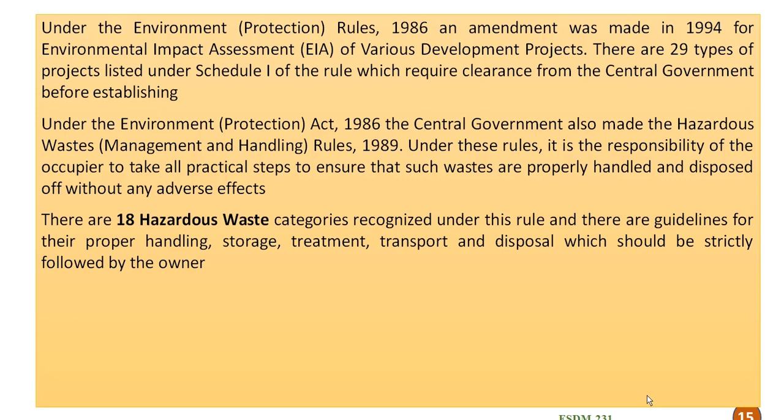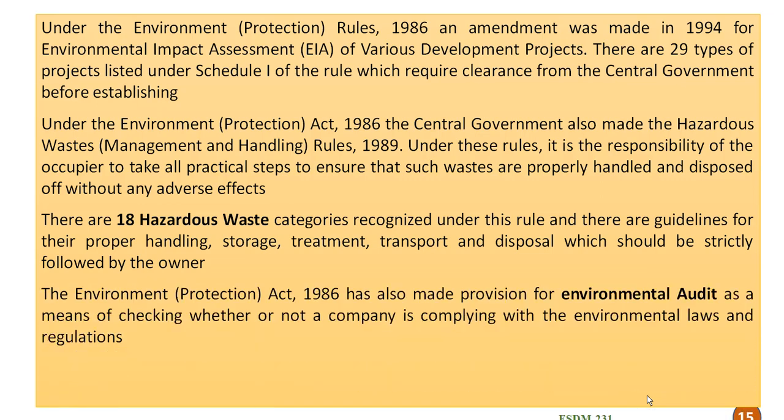So these rules, hazardous waste management and handling rules 1989, give a clear-cut categorization of the 18 different hazardous wastes, and detailed procedures or guidelines are given for handling, storage, treatment, transport and disposal, which are available to the industry owner. Then Environment Protection Act 1986 has also made provision for environmental audit as a means of checking whether or not a company is complying with the environmental laws and regulations. So there is provision for environmental audit through which the different activities or different precautions followed or not by a particular industry can be checked.